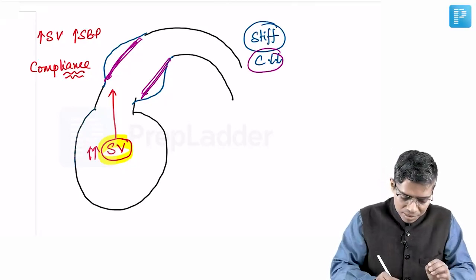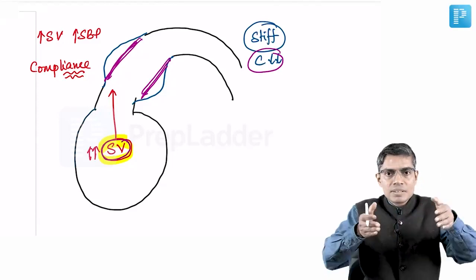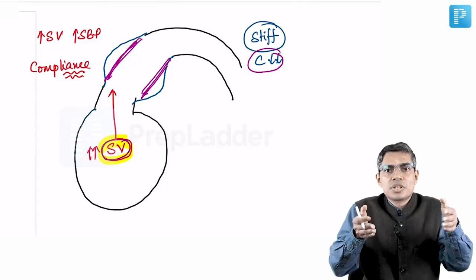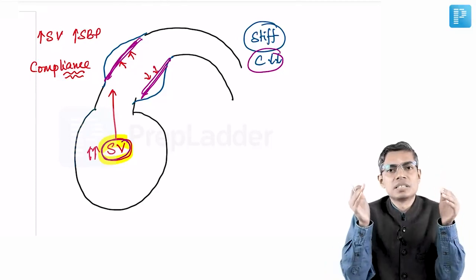So what do you think? If the same stroke volume is ejected in this condition, the vessel is not able to expand, the vessel is not able to absorb the pressure. So what will happen to the pressure which will be exerted on this wall? Obviously this pressure is going to be exerted more.